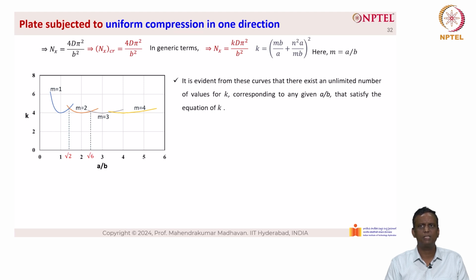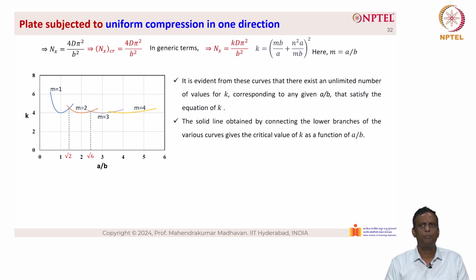It is evident from these curves that there exists an unlimited number of values of k corresponding to any given a by b that satisfy the equation of k. The solid line obtained by connecting the lower branches of the various curves gives the critical value of k as a function of the aspect ratio a by b.